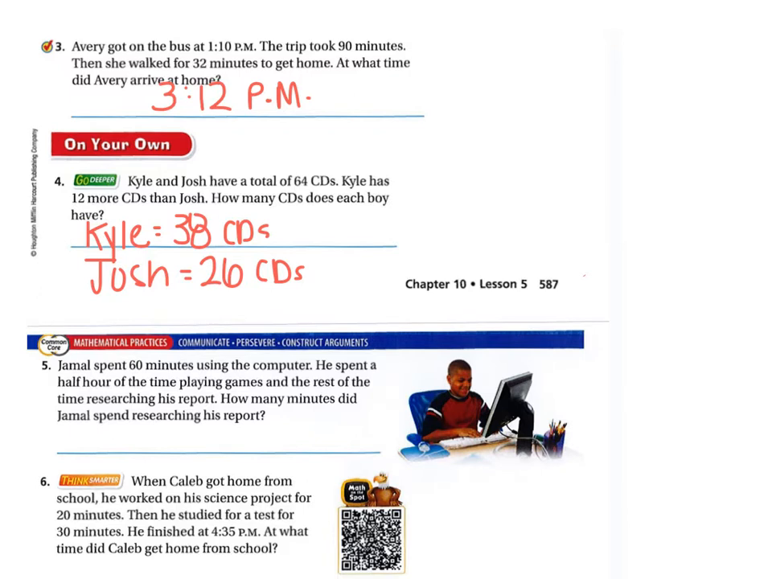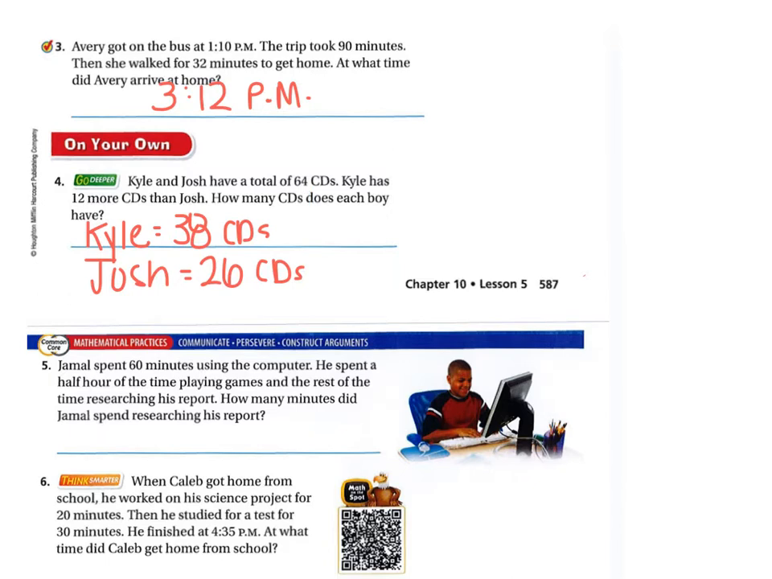All right, so when we do this, it's very important that we are a careful reader. This seems kind of like a simple problem. It's kind of short, there's not much to it, but we really need to read carefully in order to help us solve this. So I know that Kyle and Josh have a total of 64 CDs. So when I think about that, that means that if I put both Kyle and Josh's CDs together, I would have a total of 64.